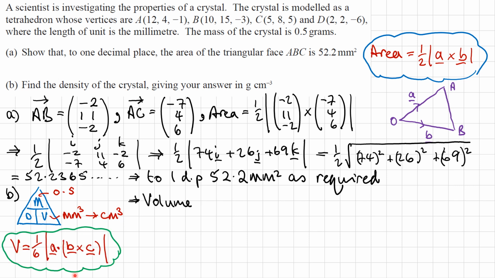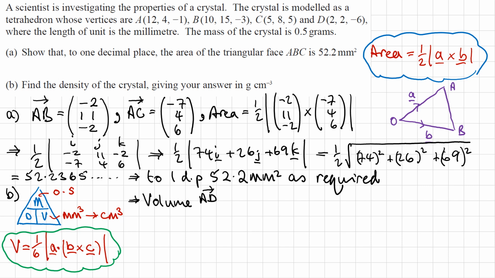So as a reminder, here's our formula for the volume: 1/6 of the modulus of this triple scalar product. Now if we call B and C our AB and AC, then we've already calculated this part, and we'll do the dot product of this with the other vector that we didn't use, which will be AD, because all three of the vectors need to be coming from the same vertex, and we've already used AB, AC, so we're going to use AD.